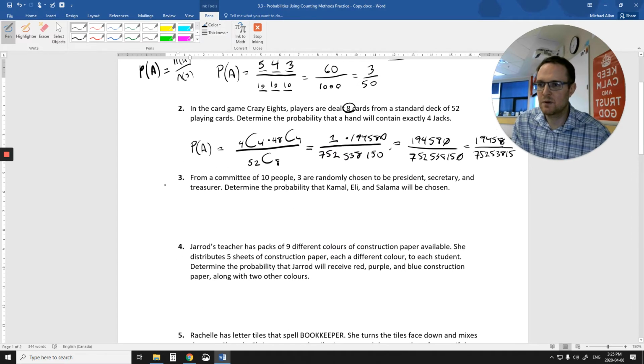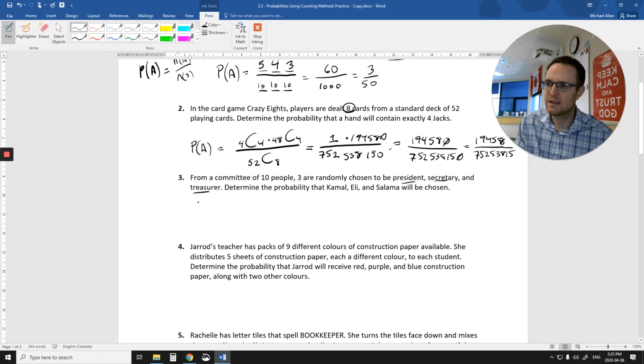For a committee here, we want to choose randomly a president, secretary, and treasurer. Now, because there's positions here, I'm going to think order matters. Up at the top here, it says order does not matter, which is kind of a weird way to write that. Because there's positions, I'm going to say that order does matter for this one. Okay.